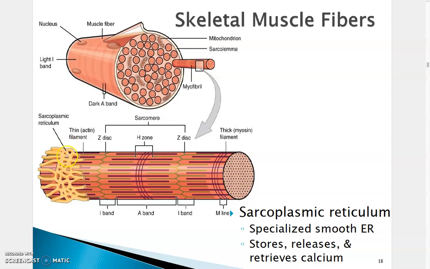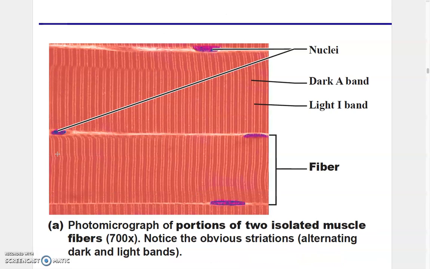Another thing you can see here is this yellowish structure called the sarcoplasmic reticulum, which is the same thing as an endoplasmic reticulum, but they call it a sarcoplasmic reticulum because it is a muscle cell. And basically its purpose is to store, release, and retrieve calcium during muscle contraction. So I'll explain that in a little bit.